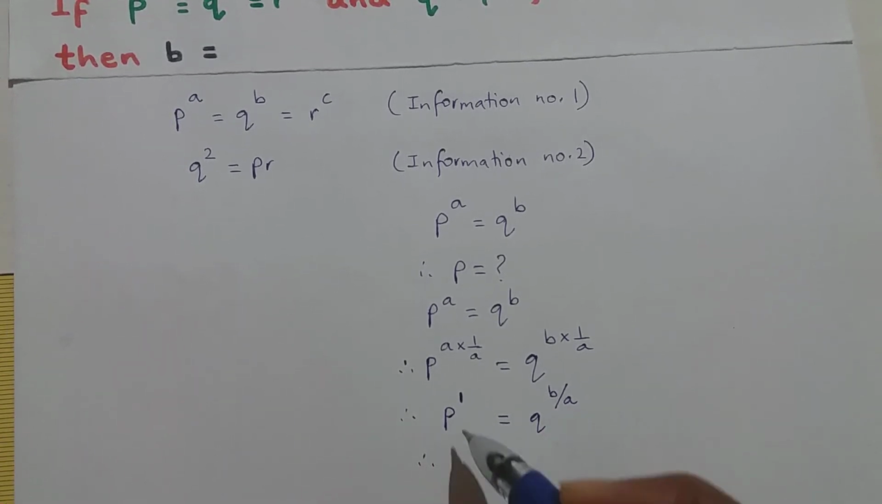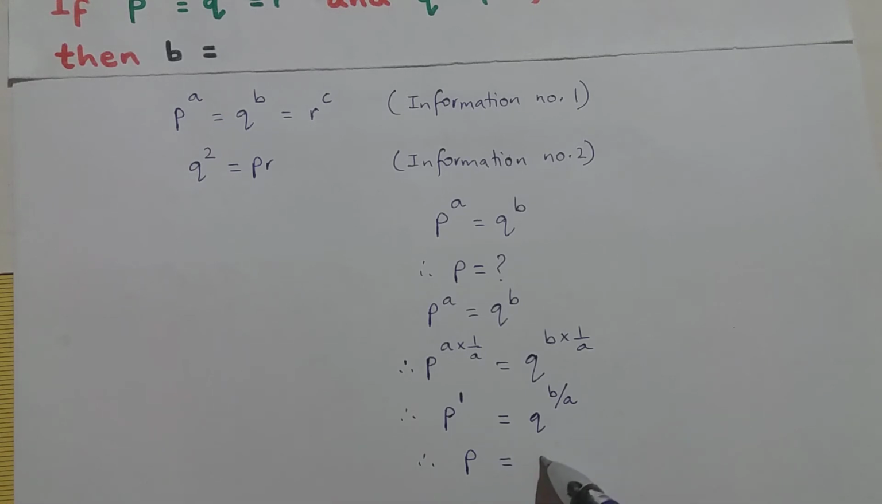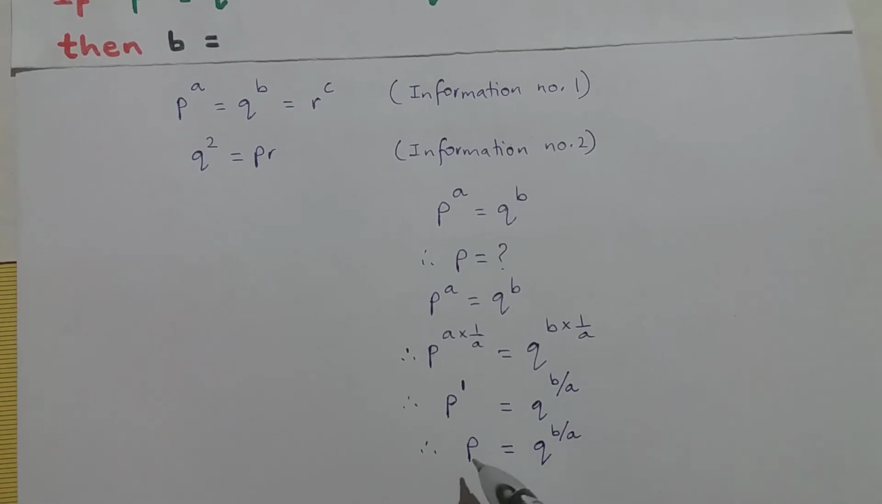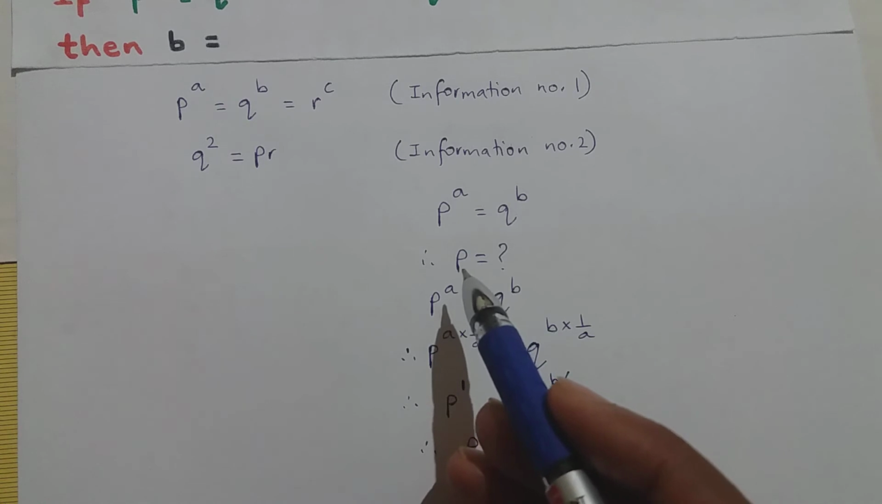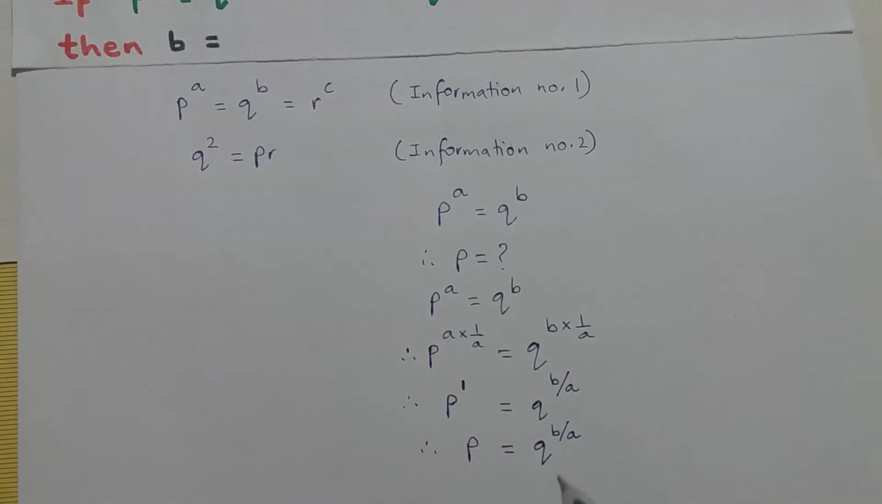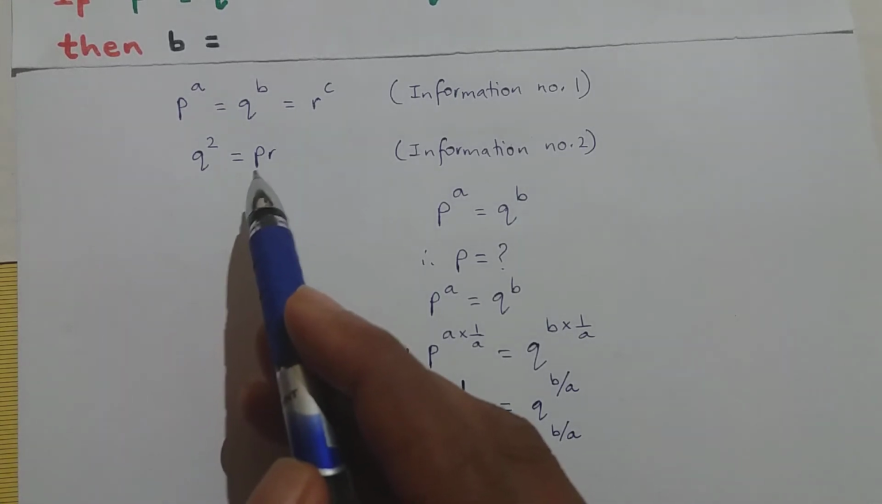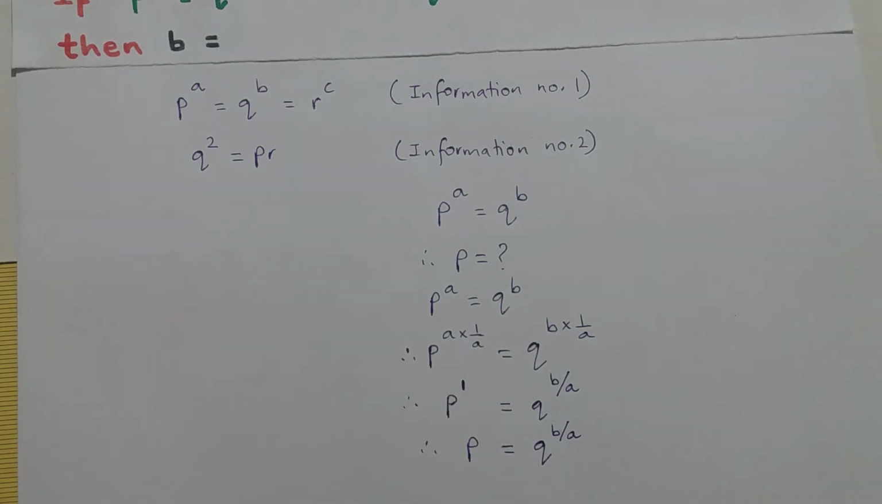Now p to the power 1 is p. So p is equal to q to the power b by a. So the value of p is q to the power b by a. From this equation we have found out the value of p, which is q to the power b by a. So we have found out p in terms of q.